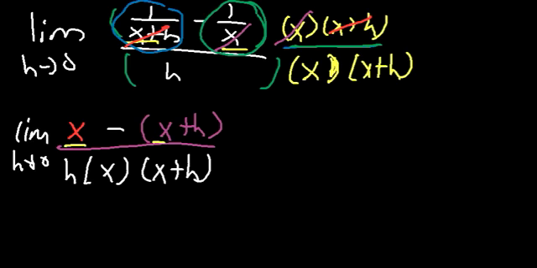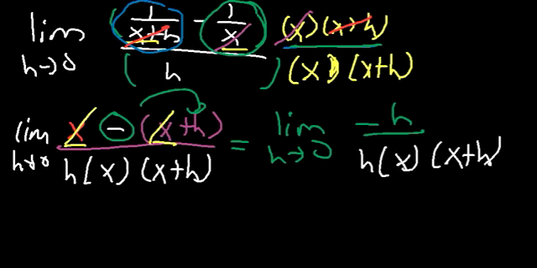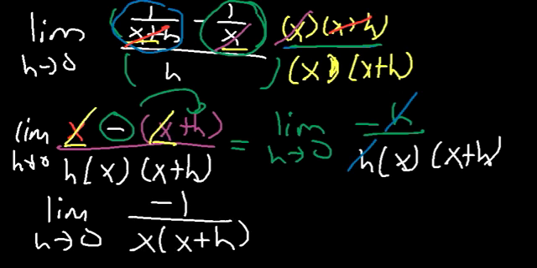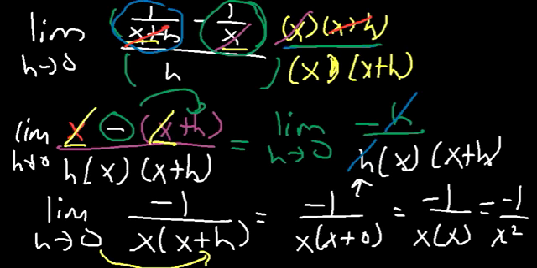So here we have x minus x. Those two cancel. So we're left over with the limit as h approaches 0. Now we still have to distribute this negative sign to the h. So we have negative h over h times x times x plus h. So now we're going to cancel these two h's. So we have the limit as h approaches 0 of negative 1 over x times x plus h. Now that this h is gone, we can plug in 0 for h. So we don't need the limit anymore. So now we have negative 1 over x times x plus 0, which is negative 1 over x times x, which is negative 1 over x squared. And that's the answer for that example.